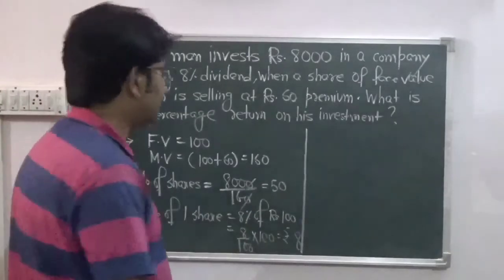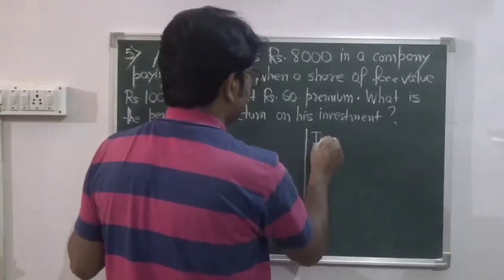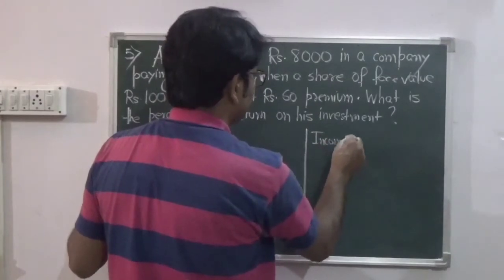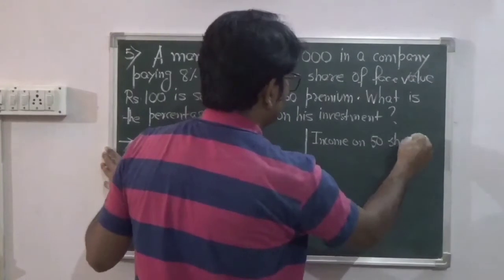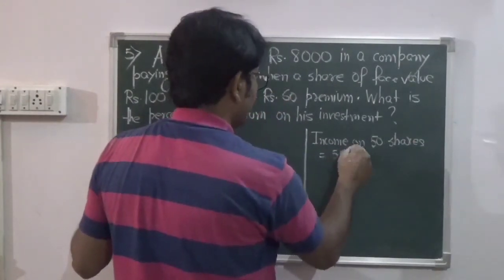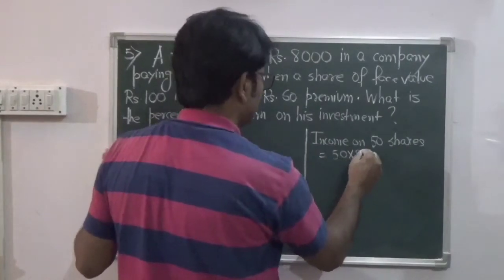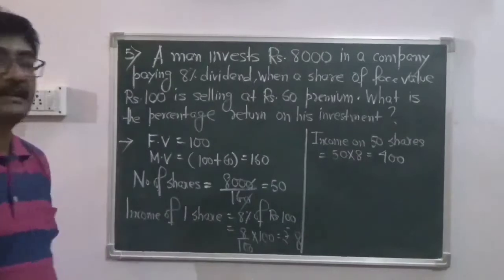Now you find the income on 50 shares. That is 50 into 8. So ₹400 is the total income.